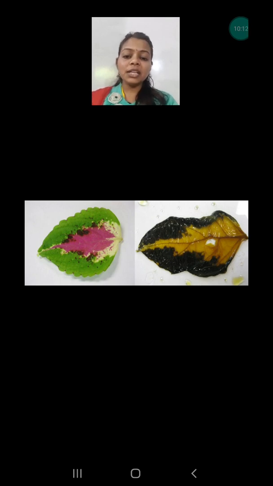Why? Because in that part green chlorophyll was not there. So this is the proof that green chlorophyll is also essential for photosynthesis. All the ingredients, including water, carbon dioxide, sunlight and chlorophyll, all four ingredients are essential for photosynthesis. If any of these things is not present, that means photosynthesis could not be done.